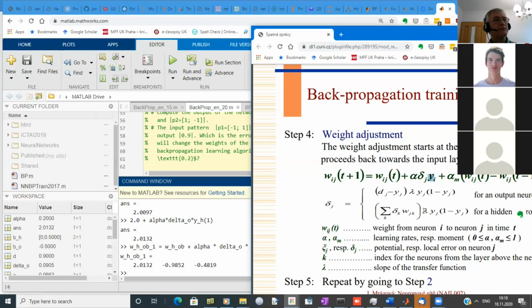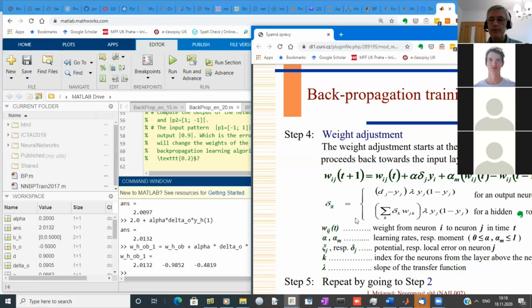Can I ask, do I understand correctly that the delta value is the same for an entire layer, no matter how many neurons there are? No. The delta value is different for different neurons. This is the index J. Delta is different for different neurons. But thank you for the question anyway.